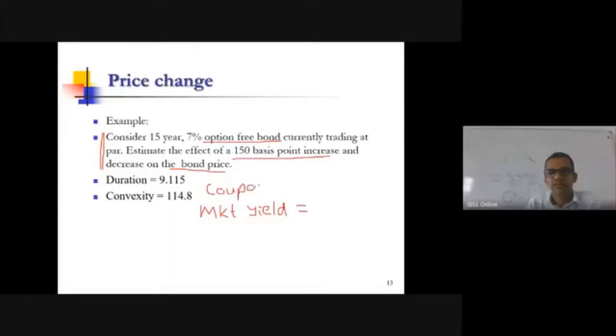So go through this given information. Let me know what the coupon is and what the market yield is. The duration and convexity are given, so we don't want to worry about whether it's a semi-annual coupon or an annual coupon. What is the coupon? What is the market yield? Maturity is 15 years, given. Consider 15 years as the maturity.